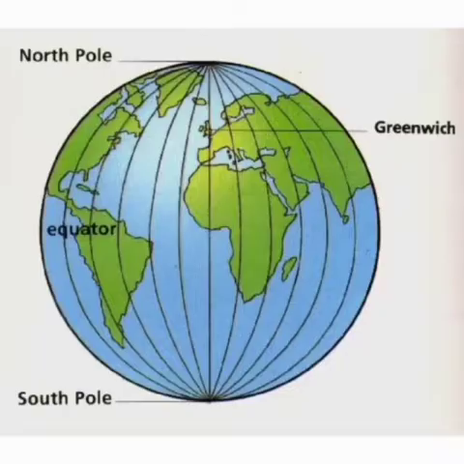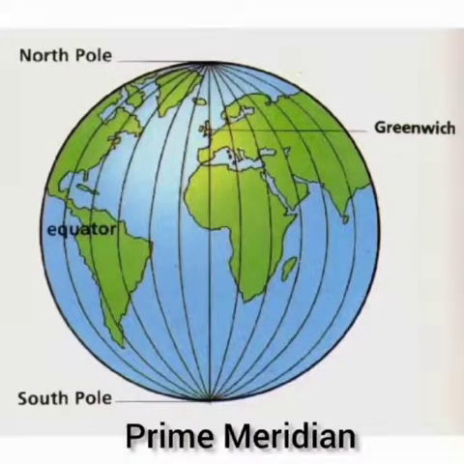Next is the prime meridian. So you can see here the prime meridian. It is an imaginary line from the North Pole to the South Pole that divides a globe into eastern and western hemisphere. The longitude that passes through the observatory at Greenwich near London is the prime meridian, the main meridian, and is marked as 0 degree.